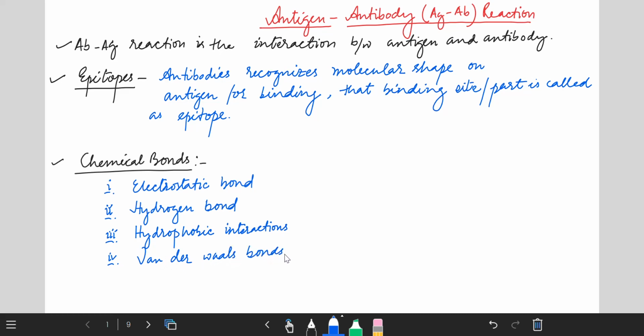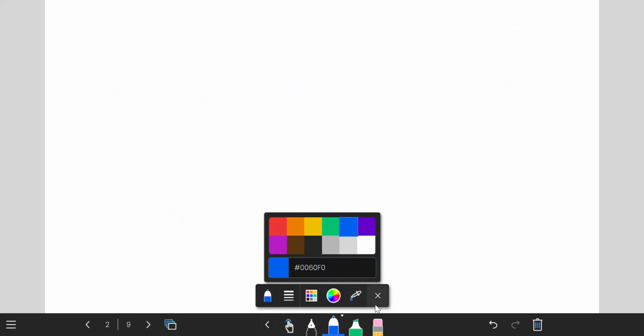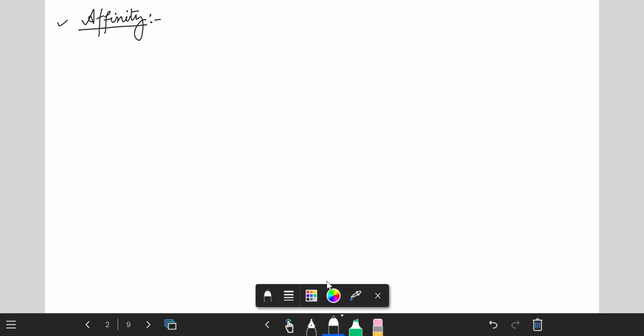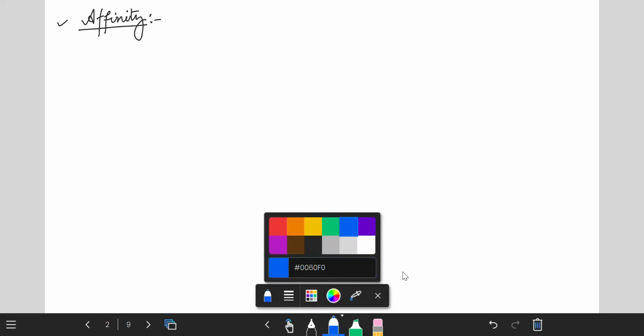Okay, now we will understand what is the term affinity. So affinity actually measures the strength of interaction between epitope and the antibody's antigen binding site, or the fragment of antigen binding. You need to go through the structure of antibody, then you will be able to understand.